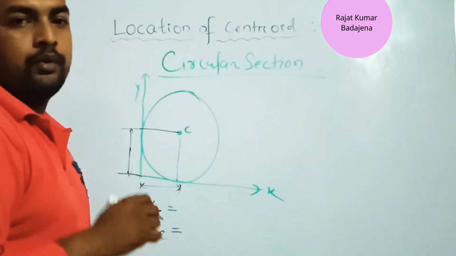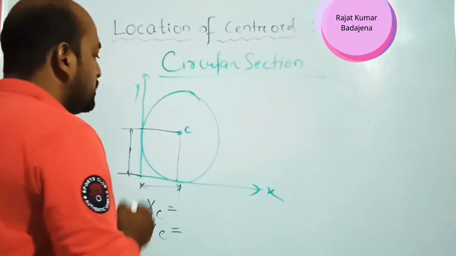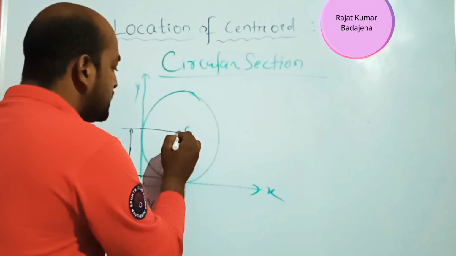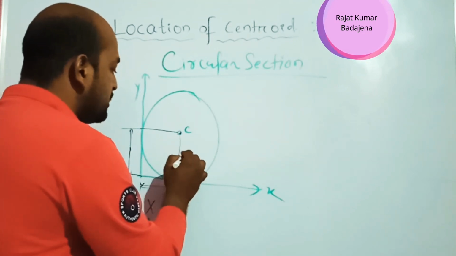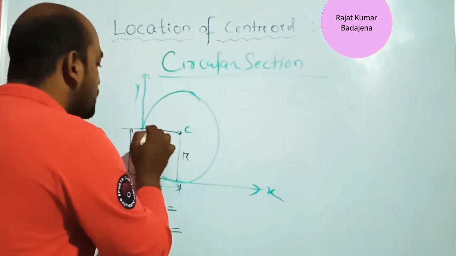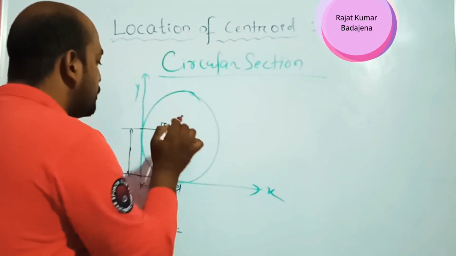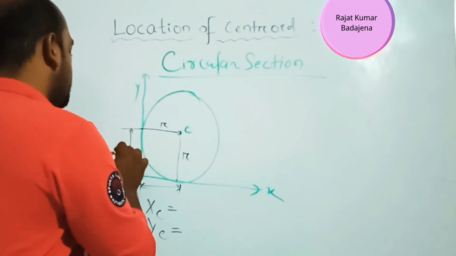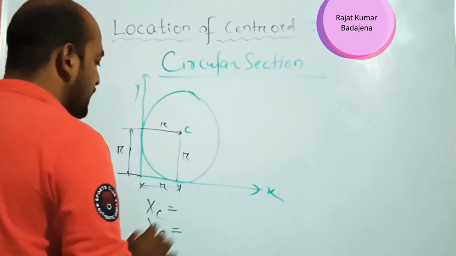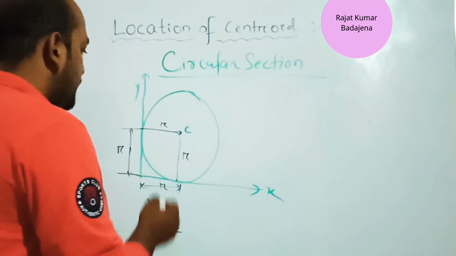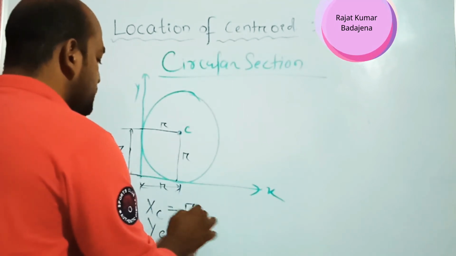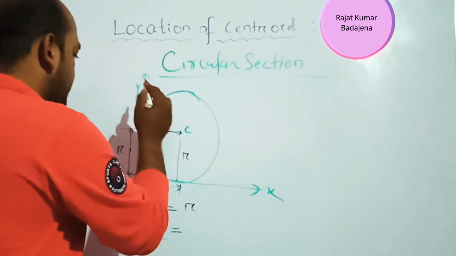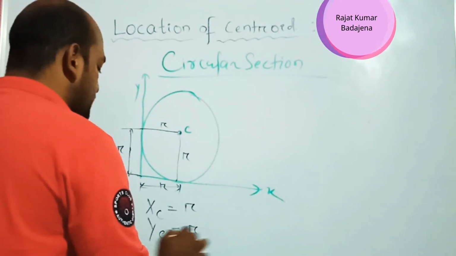We know that the radius of a circle is r. That means from this point to this point we can take the radius r, and here also from this point to this point the radius will be r. So the distance will be r here and r here. The centroid about the x-axis for a circle is its radius r, and the centroid about the y-axis for the circle is also the radius.